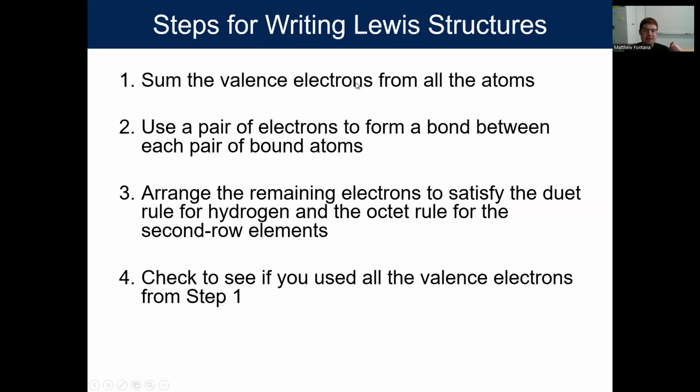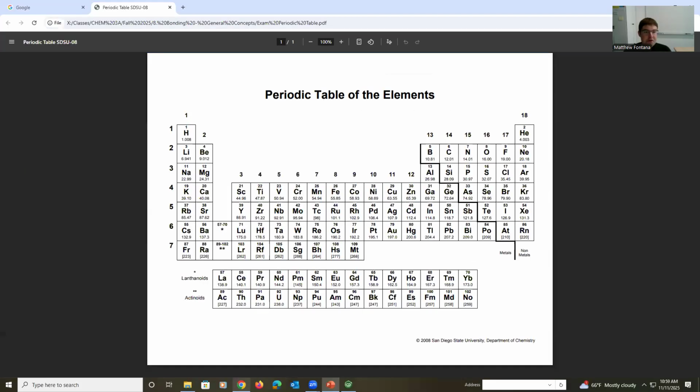So, looking back to our little picture we have here, or our outline, the first step is you got to sum the valence electrons from all the atoms. So how the heck do we know how many valence electrons we have? If you go to the periodic table, you notice that we have 2 hydrogen atoms. Each hydrogen atom is going to have 1 valence electron.